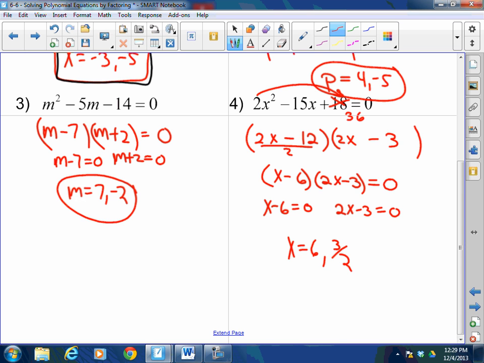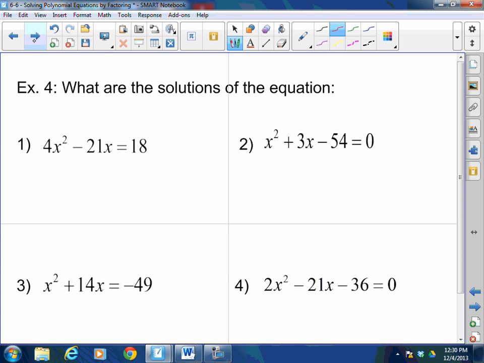And again, last time, what does that mean? That means that at 3/2, at 1.5, and at 6, this parabola is going through those 2 points on the x-axis. Does it make sense? All right. What are the solutions? All right, let's do this.